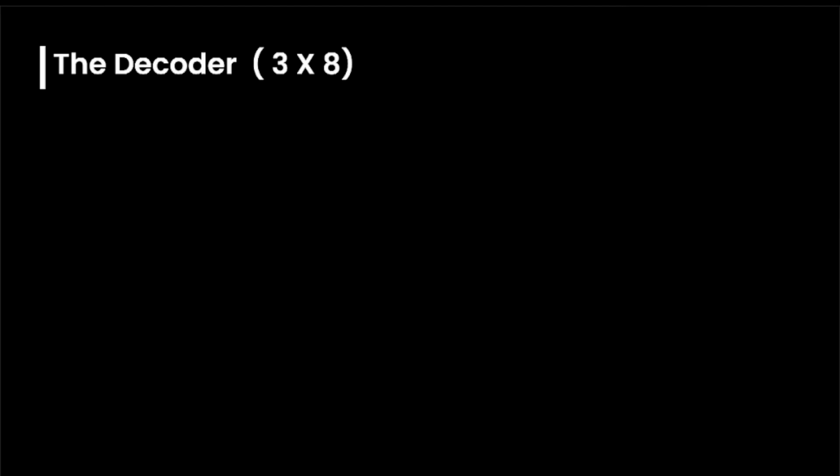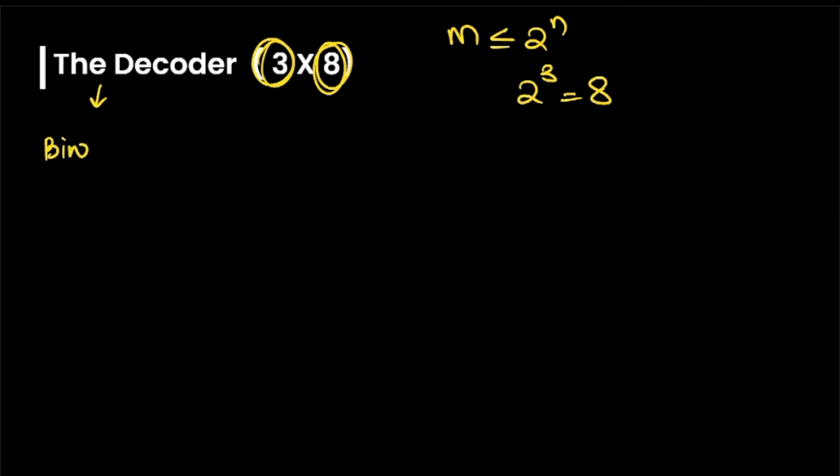Now, let's go on to the 3 into 8 decoder. Here, 8 is the number of outputs and 3 is the number of inputs, because the output m is less than or equal to 2 raised to n, where n is the input. Here, 2 raised to 3 is 8, and that's how you get m equal to 8. Right. Now, the application for this is binary to octal. I told you that a decoder is used to convert binary information, so you take binary inputs and convert them to octal.